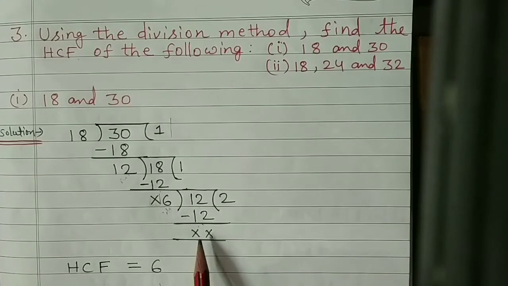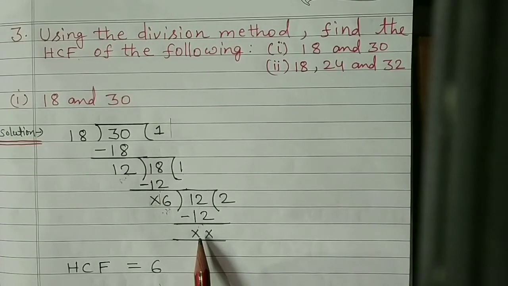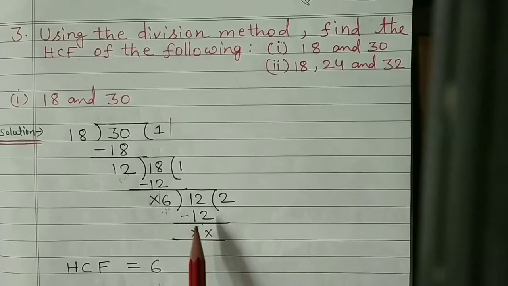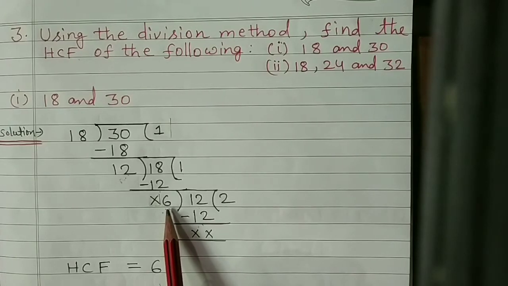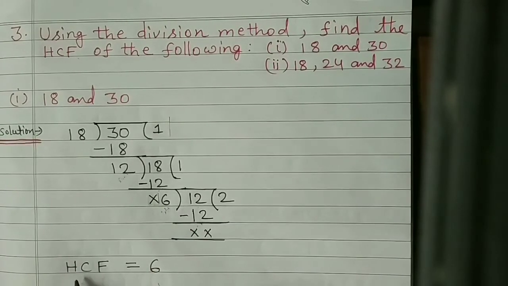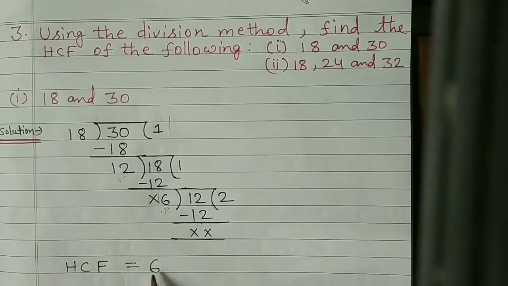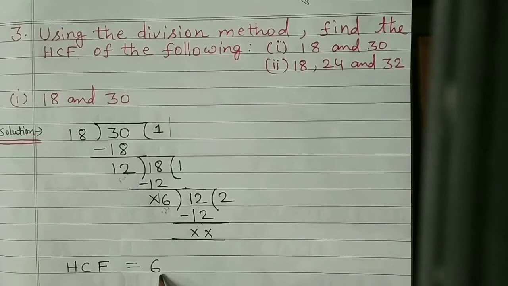When the remainder comes 0, then we will get the value of HCF. How? When the remainder is 0, the divisor, that is the number 6, is the HCF. So I have written HCF equal to 6. Clear?